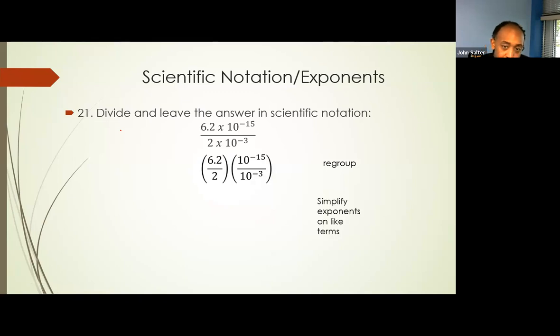I can simplify exponents on like terms. And I'm going to keep the base. And this time, instead of adding the exponents, I'm subtracting because they're being used with division. So I'm going to subtract the exponents, top minus the bottom, basically. And that gives me 10 to the negative 12th. And the 6.2 over 2, that just divided everything in half to get 3.1. So now I have 3.1 times 10 to the negative 12. So break it up and then recombine it.